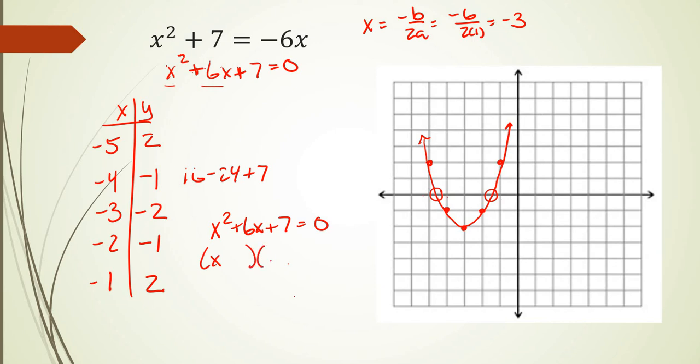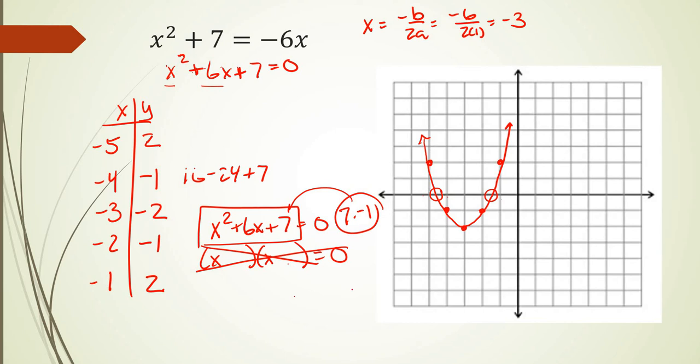Let's go back and try to factor this and see if we can get some better solutions. What are the factors of 7 that add up to 6? Well, you might think it's 7 and negative 1, but that won't work because that would multiply to negative 7. There are no factors. This is a prime quadratic equation. It cannot be factored. So the only way to even get close to the possible x-intercepts is by graphing.